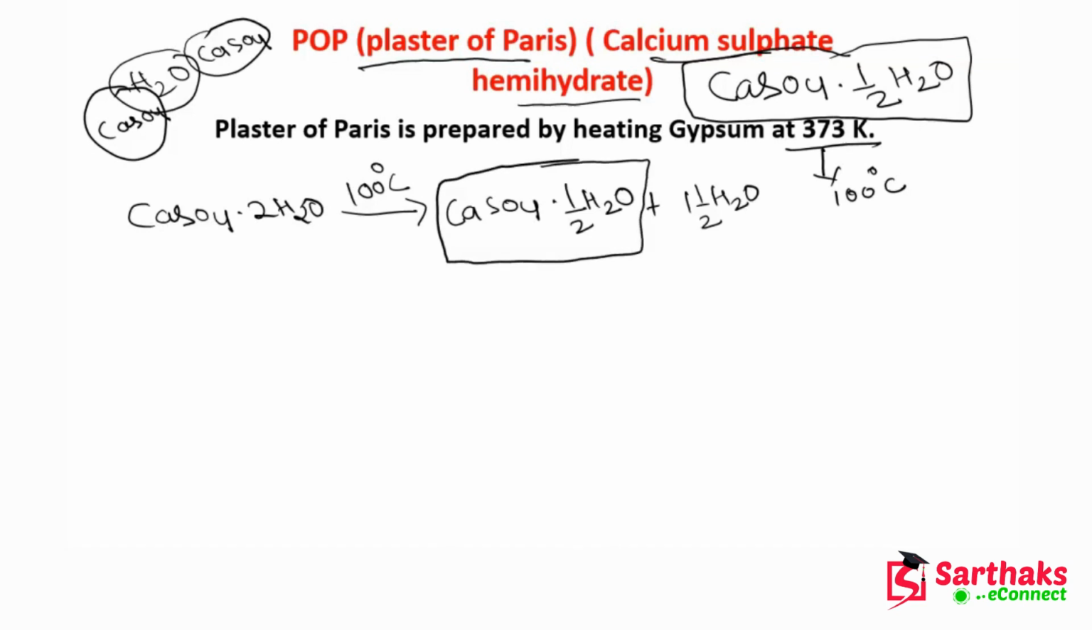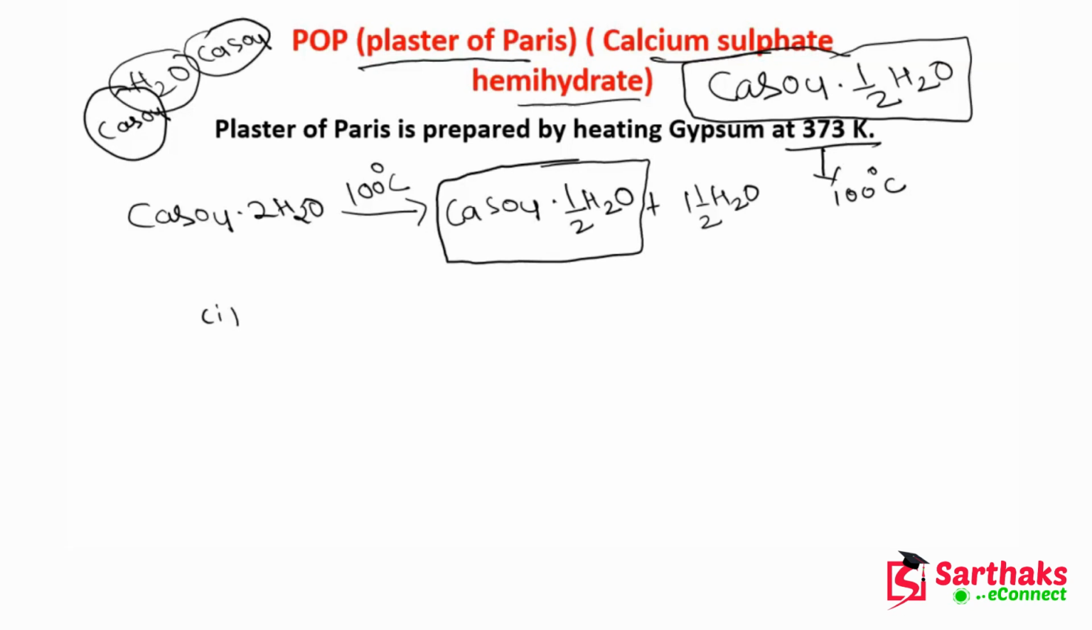Now let's talk about the uses of plaster of Paris. So guys, this is used in statues. Okay, you might have seen lots of statues. These statues are made of POP. The other use is also in the medical line. Basically guys, whenever we are suffering from a fracture in our bones, then to set the bone we use this POP.